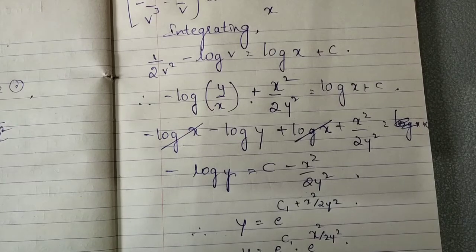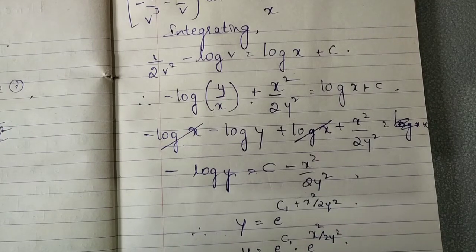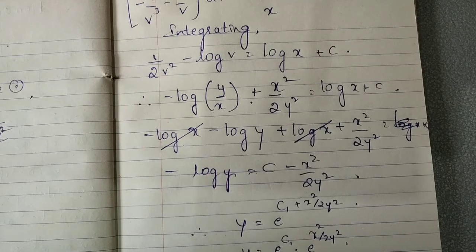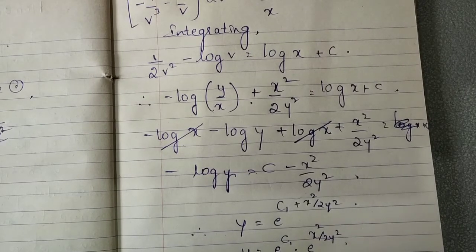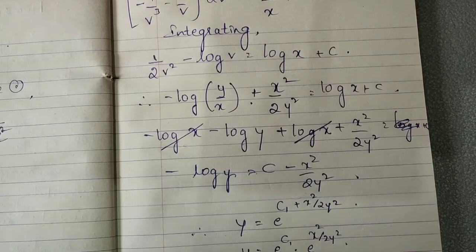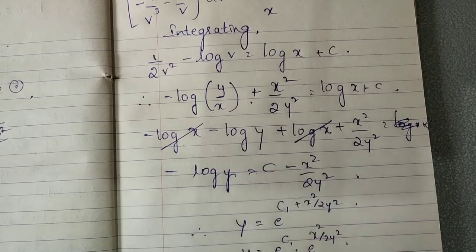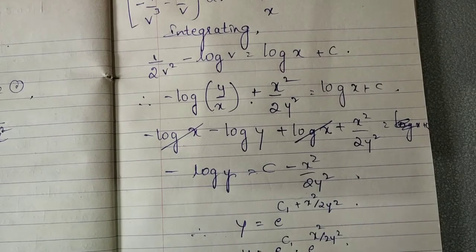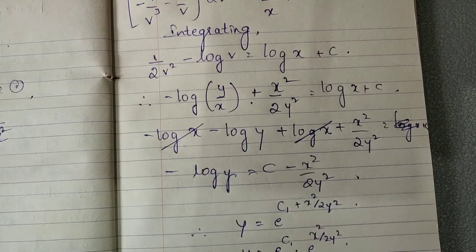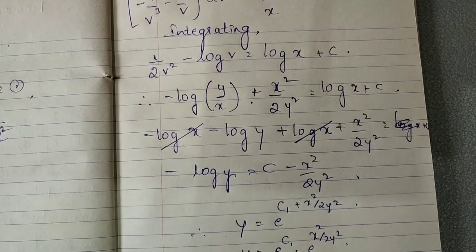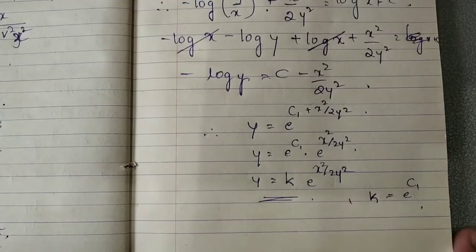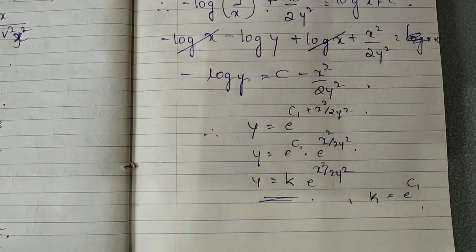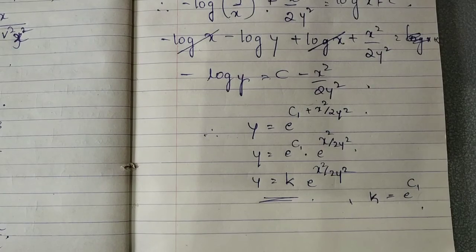So e raised to c1 again a constant. I will take that as some other constant k into e raised to x square by 2y square, which is the value of the required general solution, and here k is an arbitrary constant which is equal to e raised to c1. Okay, like this we solve the problem. Let us continue in the next class.